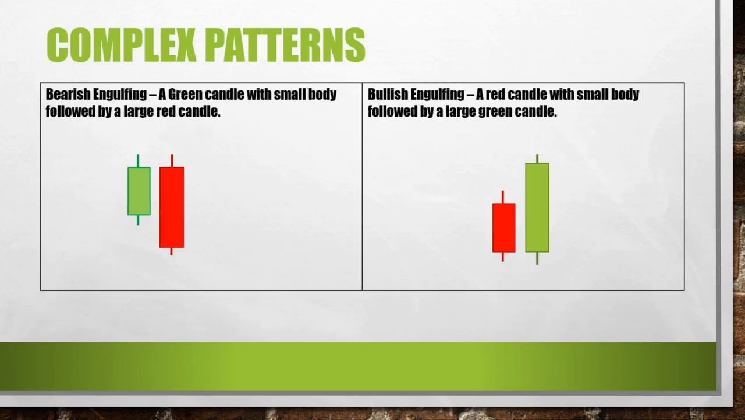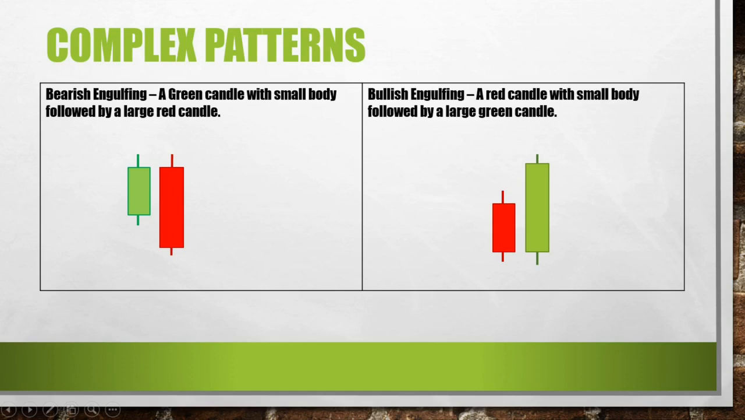Our next candlestick pattern is the bearish engulfing pattern: a green candle with a small body followed by a large red candle. You can see in this picture a small green candle is here, and after that a large red candle is formed and it closed below the wick of the previous green candle. This is an indication that the market will go downside, and this is a very powerful indication that happens very often in the market.